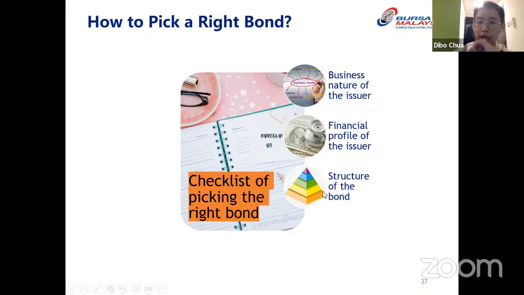And then the third one is also very important, because this is what happened only in the last two months or so, to the Credit Suisse bond, what we call the AT1 bond. The structure of the bond. Because as I explained just now, from the beginning until now, I only explained the simple idea of a plain vanilla bond, meaning just a straight bond, giving you interest every year, and by the time of maturity, they will give you back the principal.